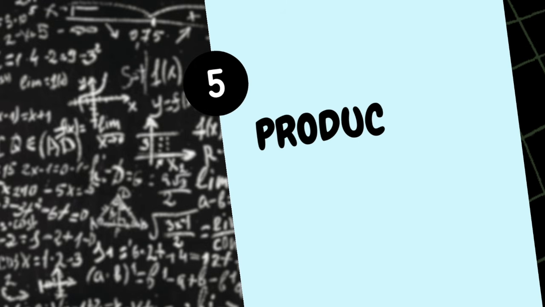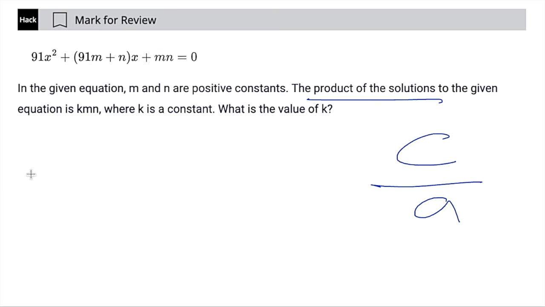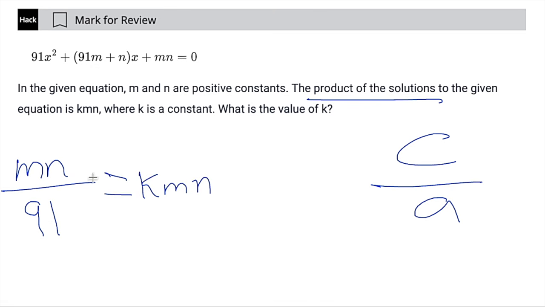And along with the sum of solutions, you should also know the product of solutions. Once again, we've got something that looks kind of scary, but we know the product of solutions is simply c over a. Now we know that that is mn, because remember, ax squared plus bx plus c over 91. And according to this, that is going to be equal to kmn. Divide both sides by mn. Anything divided by itself is 1. k times 1 is k. mn over mn is 1. So 1 over 91 equals k. So our answer is 1 over 91.